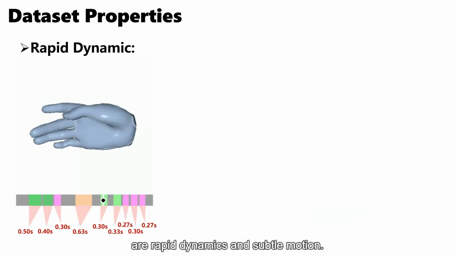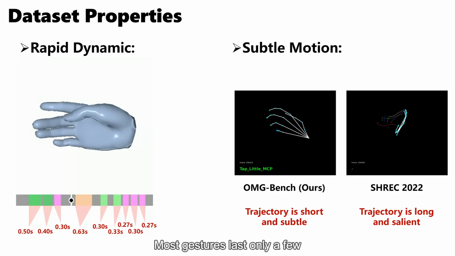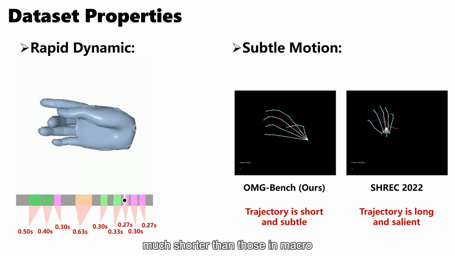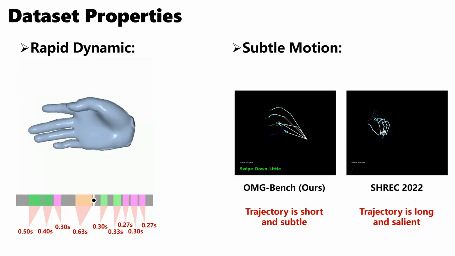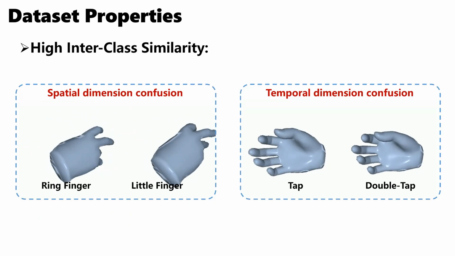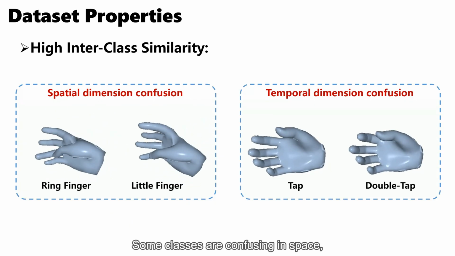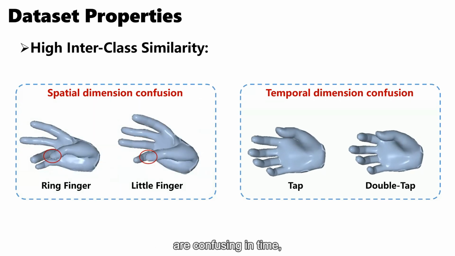The first 2 properties of OMG-Bench are rapid dynamics and subtle motion. Most gestures last only a few frames, and their trajectories are much shorter than those in macro gesture datasets such as heuristic. Another challenge is high interclass similarity. Some classes are confusing in space, such as ring finger versus little finger gestures, while others are confusing in time, such as tap versus double tap.